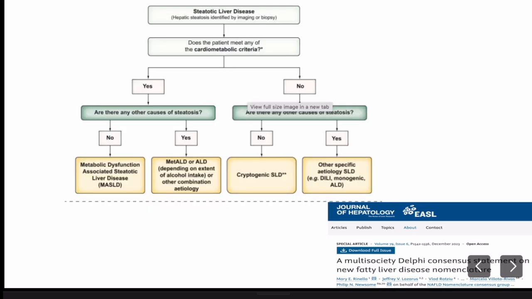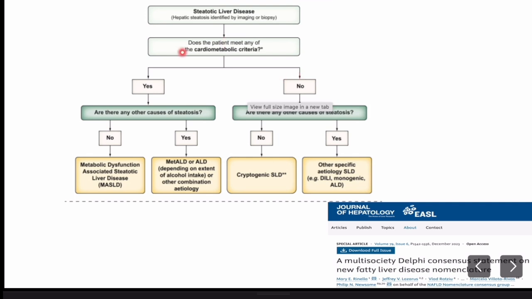Now with all this knowledge, we can easily understand this flowchart. So a patient who is having steatotic liver disease, that is the hepatic steatosis, is identified by imaging or biopsy. Then if the patient has the cardiometabolic criteria, then if there is no other cause of steatosis, the patient is known to have metabolic dysfunction associated steatotic liver disease. But if other causes of steatosis are seen, like alcohol intake, then the patient will come in the category of MAT-ALD or ALD, depending on the amount of alcohol consumed per day or per week.